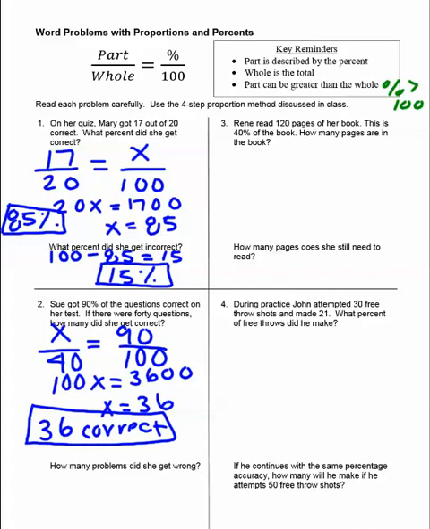Now, the follow-up question here asks, how many problems did she get wrong? Well, if there are a total of 40 questions and Sue answered 36 correctly, we know she answered 4 wrong. So 4 questions were wrong.